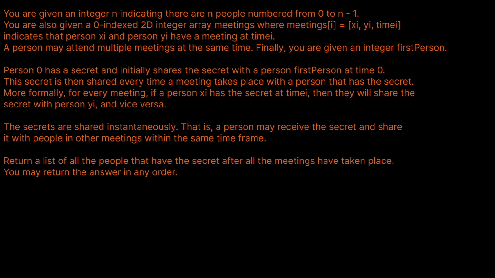That is, a person may receive the secret and share it with the other in the meeting within the same time frame. Return a list of all the people that have the secret after all the meetings have taken place. You may return the answer in any order. Okay, now that we read that question prompt, let's look at an example and think about how we might want to solve this. It's actually a lot easier than you may think, and the solution is really not that bad. So let's go through an example.